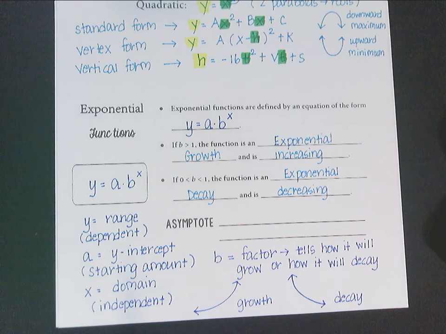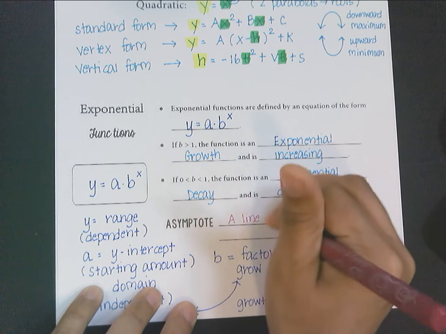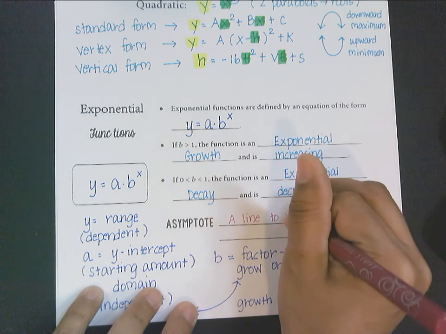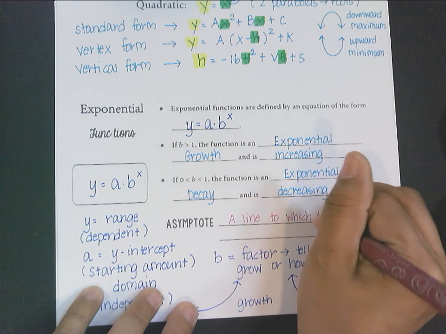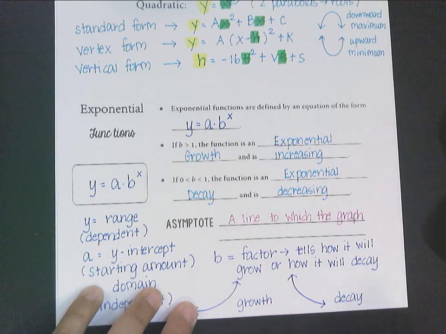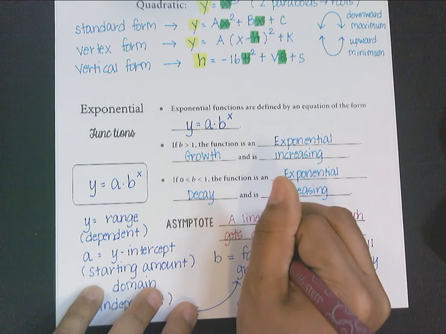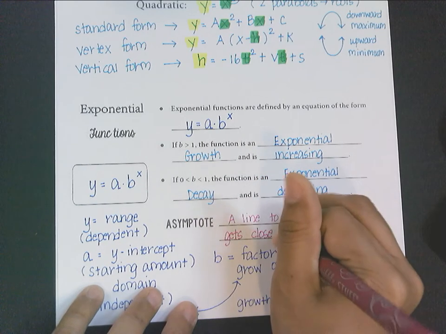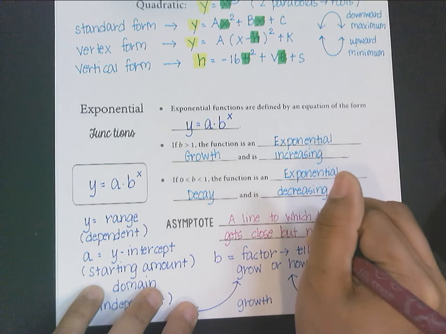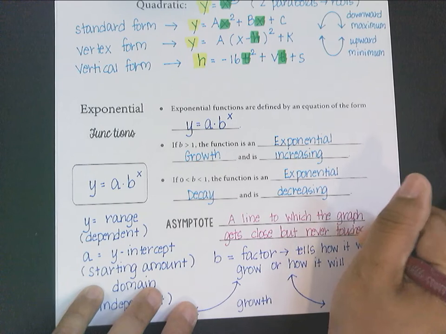But a very brand new vocabulary for you is your asymptote. And that is going to be a line to which the graph gets close but it never touches or crosses.